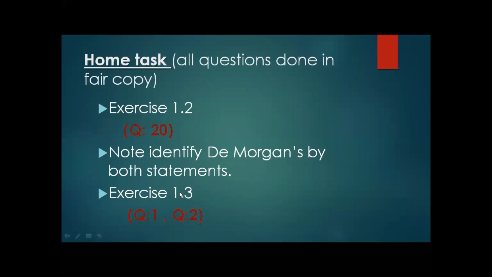And now exercise 1.3, your task is question number 1 and question number 2. Your home task is 2 questions. This is today's task, and question number 20 is the previous task, and I added it here because today I also reviewed De Morgan's law. Now this is your home task. If you have any query, write in the chat box and I will answer that query.